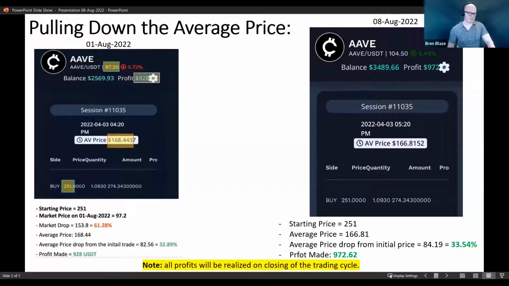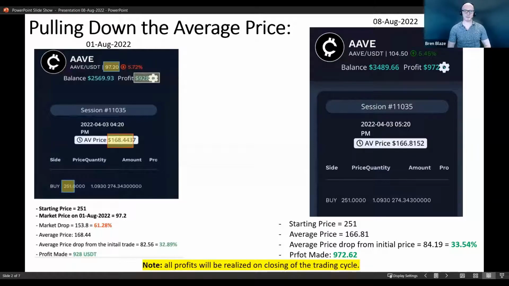But in this example, you will see on the 1st of August, the average price was at 168. You can see in the last 8 days, it has now chipped $2 off that. It's brought it down to $166 while making profit along the way, because it's now made a total profit in this trading session of 972, up from 928. So not only is it bringing the average price closer to the current market price, it's also making you money along the way, because this has dropped, as you can see, to as low as a price of 82 with its initial purchase at a price of 251. So it has brought the average price all the way down from 251 to 166.81.